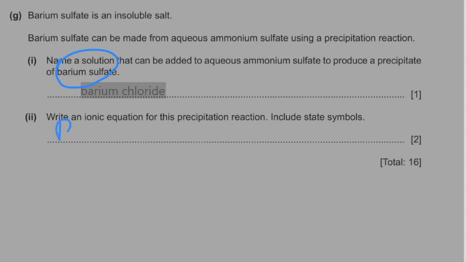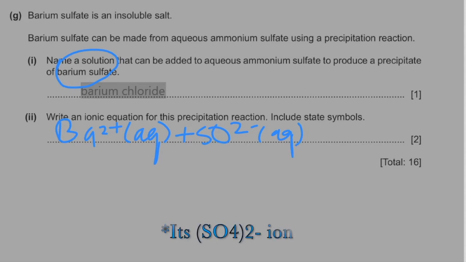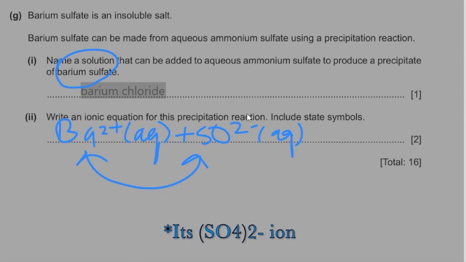Barium has a charge of 2 plus, barium ion. And since this is an ion, we need to write the state, which is aqueous. Similarly, sulfate ion has a charge of 2 minus, which is also in aqueous form, and we only need one of both of these ions to cancel out the total charges, which are 2 plus and 2 minus. 2 plus and 2 minus gives 0, which means we simply have one barium ion and one sulfate ion.